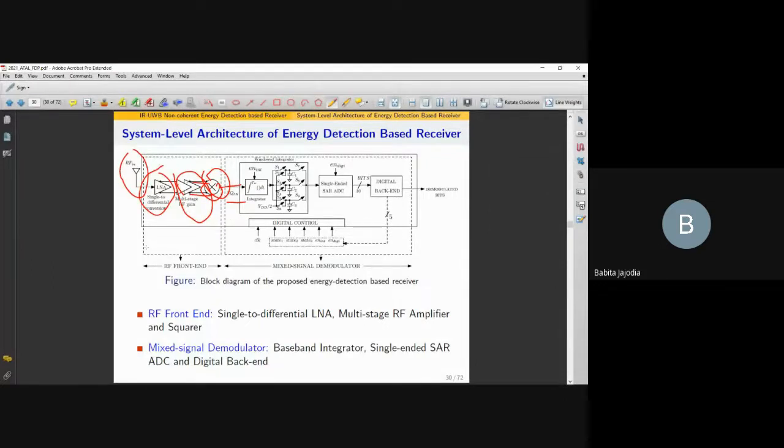Okay, so you can see this part is the RF front end, and this is the mixed signal demodulator. Once the squaring is done, the signal is passed through the windowed integrator, right? As I mentioned, 0 to TW, or we can make it T symbol by 2 as well. It depends on how you are doing it, right? If you take TW, you are going more for power savings as well.